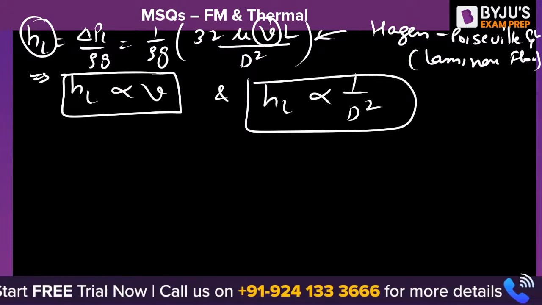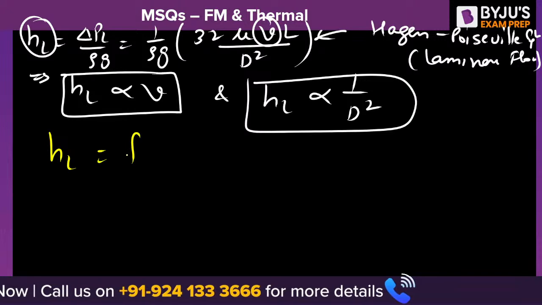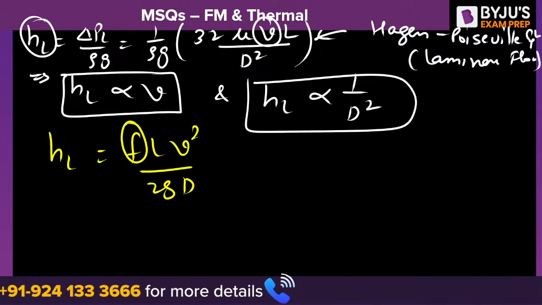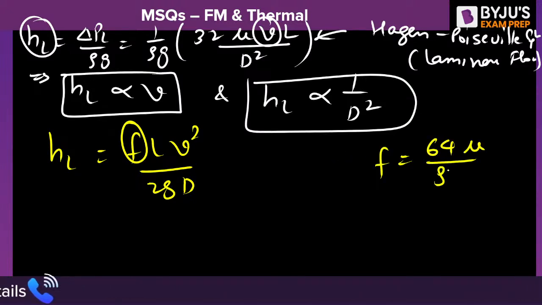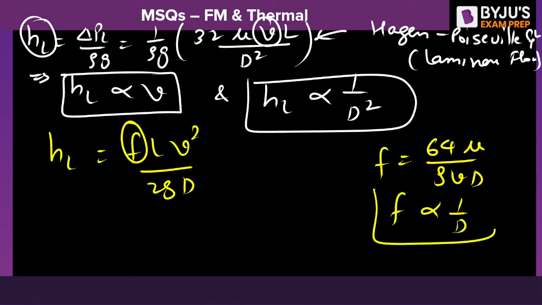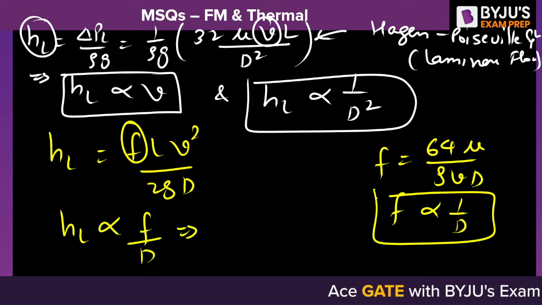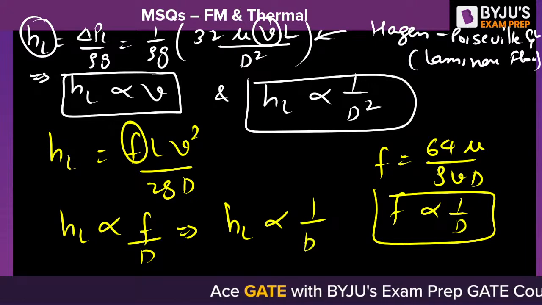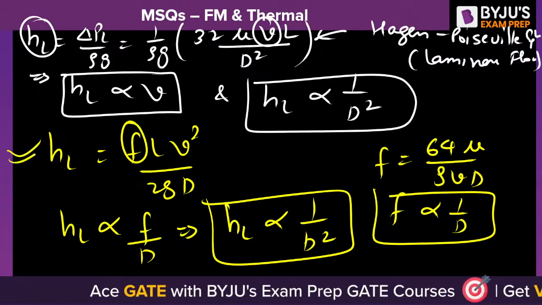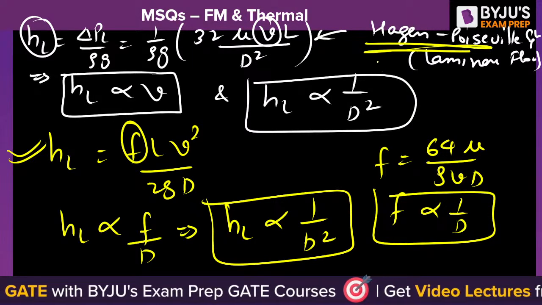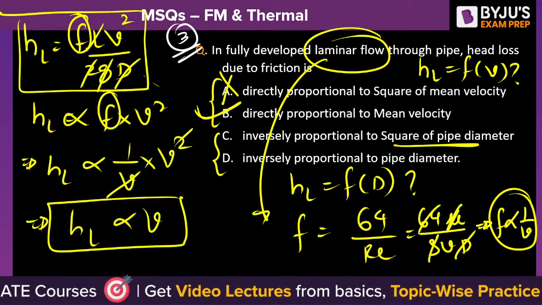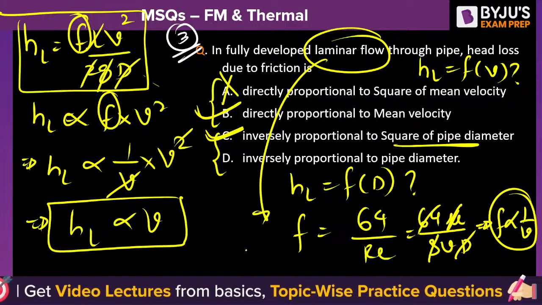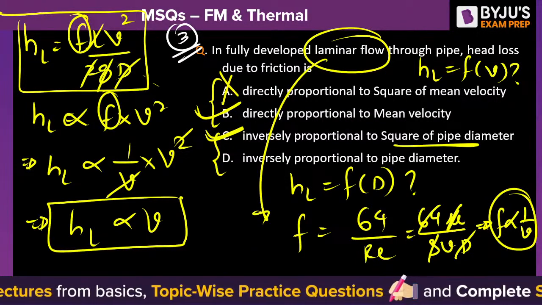Or you could have used HL is equal to f L V square by 2 g D. So f is equal to 64 mu upon rho V D, so f is inversely proportional to diameter here. So we can say HL is proportional to f upon D, so HL is inversely proportional to D square. Either using the Darcy-Weisbach equation or the Hagen-Poiseuille equation, you will get the same answer. It will be inversely proportional to square of pipe diameter, and directly proportional to mean velocity.